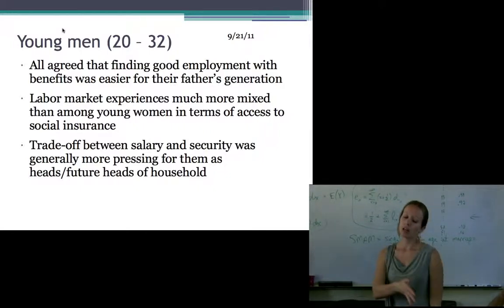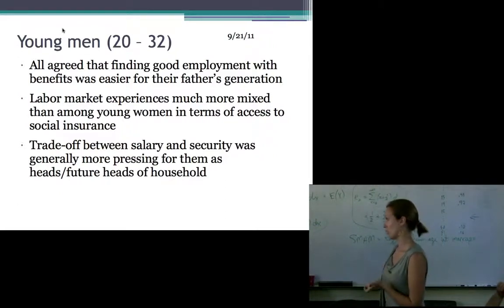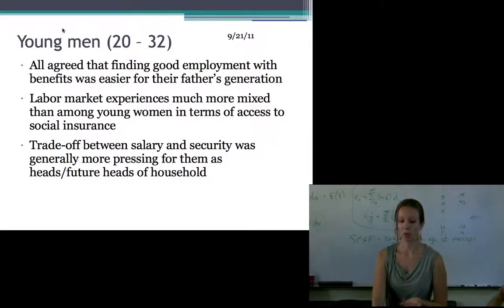So a lot of the ones who are in the informal sector, I'll get to this a little bit more, the trade-off between salary and security was much more pressing for them. The young women, they would take security. They don't care what the salary is. The young men actually have to think about this quite a lot more.